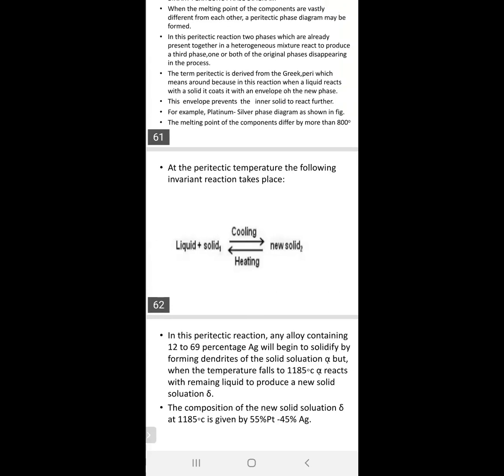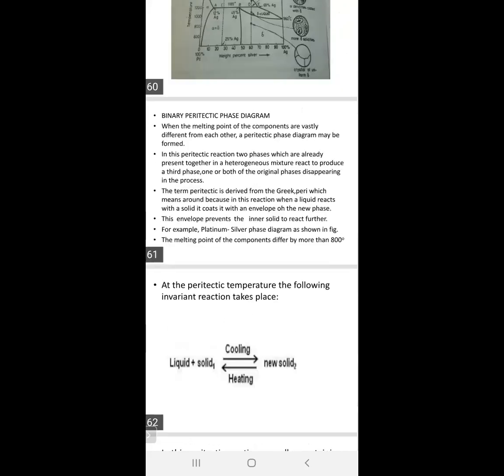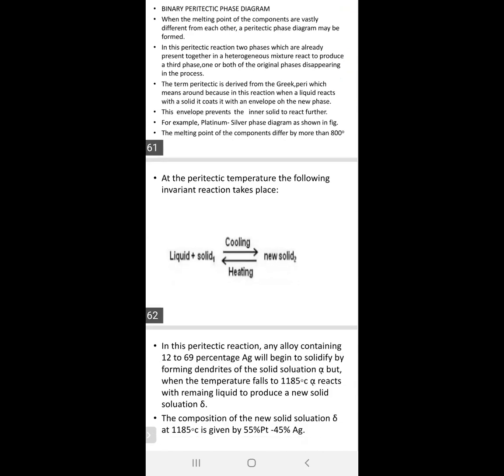In this peritectic reaction, any alloy containing 12 to 69% silver will begin to solidify by forming dendrites of the new solid solution alpha. But when the temperature falls to 1185, alpha reacts with the remaining liquid to produce the new solid gamma. See this diagram, do all of you understand?